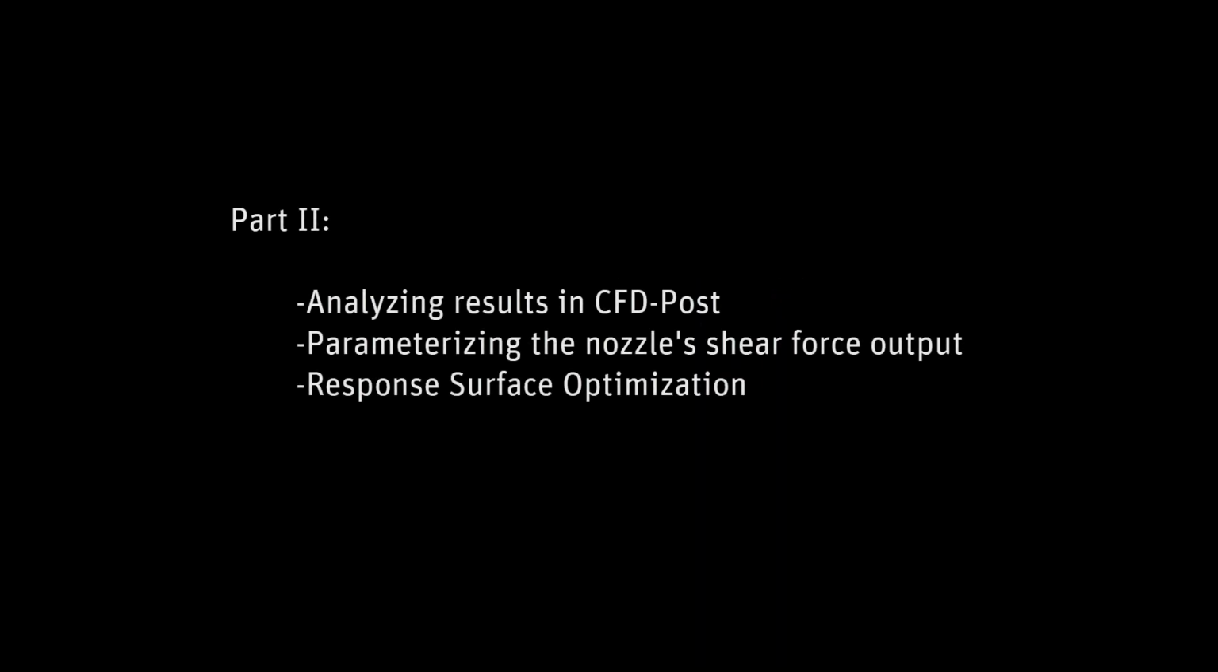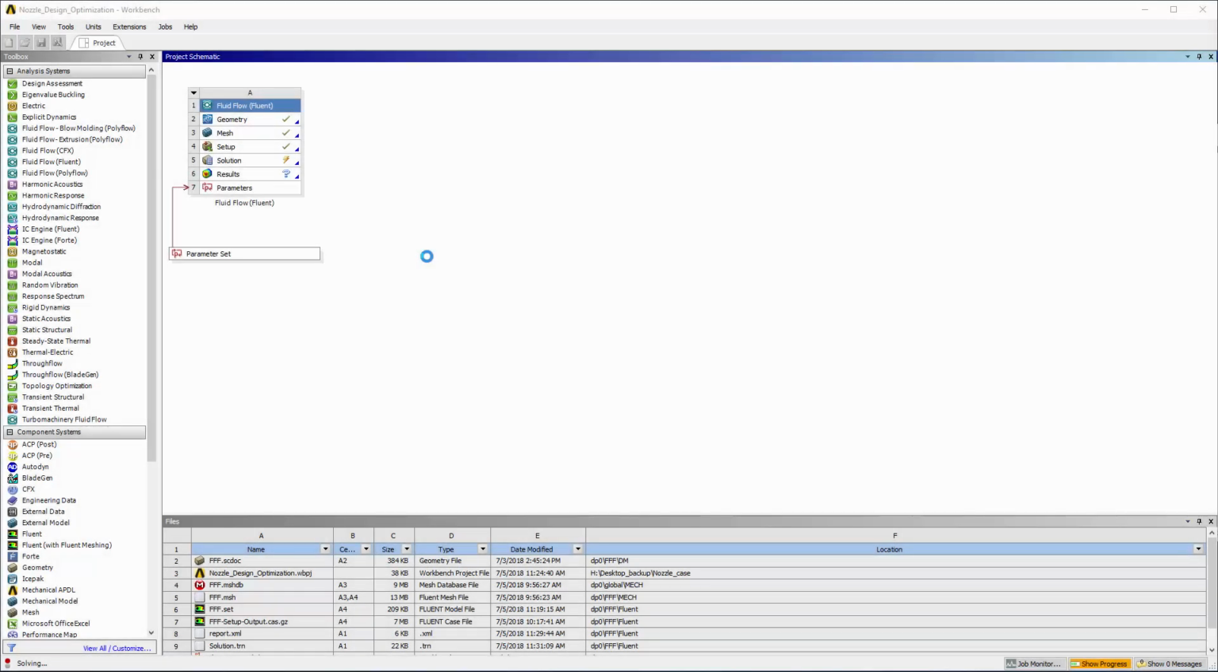In the previous video in this series, I parameterized the nozzle geometry, completed meshing, then set up and solved a fluid flow simulation in ANSYS Fluent. In this demonstration, I'll use the Design Exploration Response Surface Optimization system to optimize the nozzle geometry by maximizing its total shear force on the impact surface.